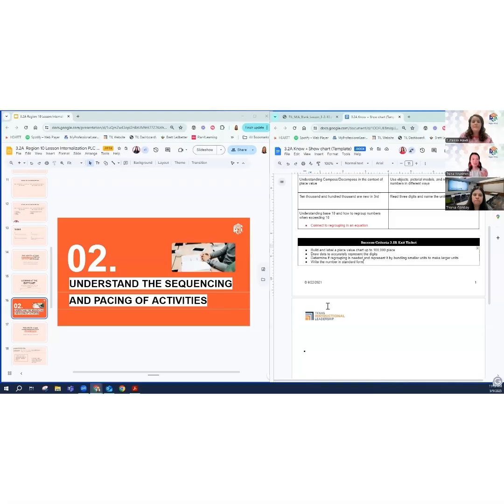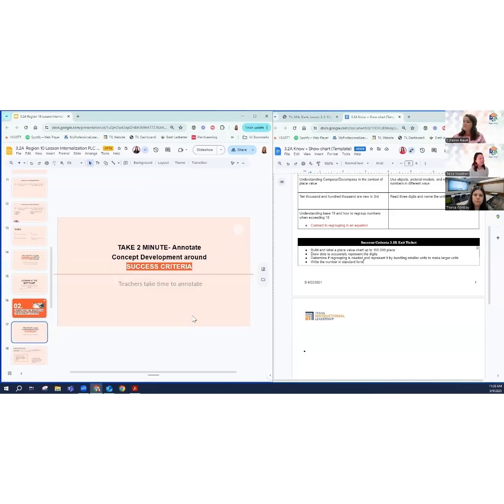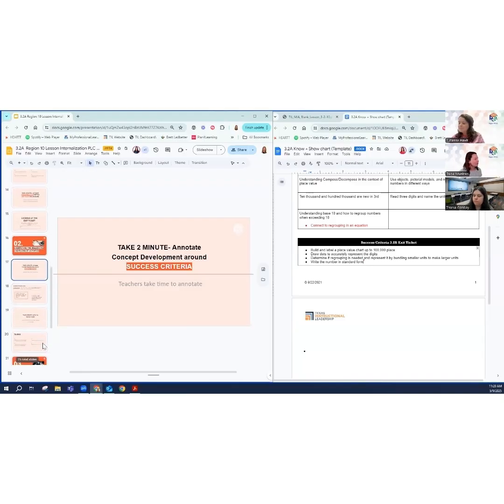So holding those success criteria in your mind, take time to annotate your script in the concept development around where we can model each of these prioritized skills from the success criteria within the lesson. Okay, so I'm going to give you a couple of minutes to do this here. All right. Okay, let's come back together.